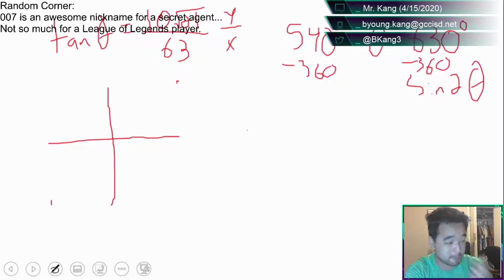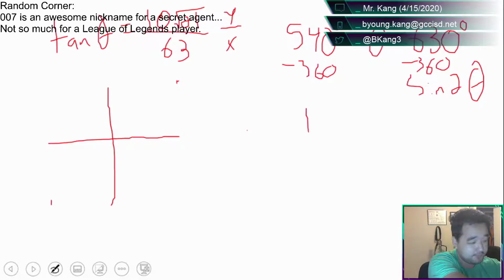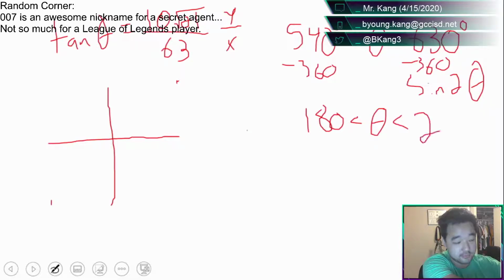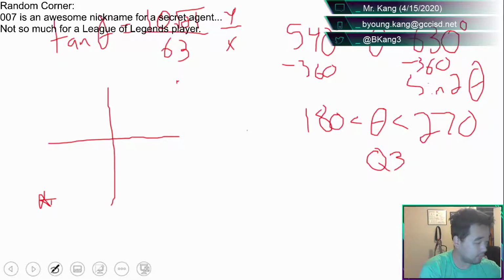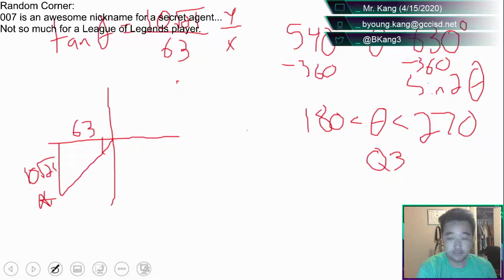So 540 minus 360 is 180. And 630 minus 360 is 270. So now that you see, you're used to those numbers. Between 180 and 270 is in quadrant 3. So when we draw out our reference angle, when we do our little triangle, the opposite side, the y-coordinate, is 10 square root of 21. And the adjacent side is 63.